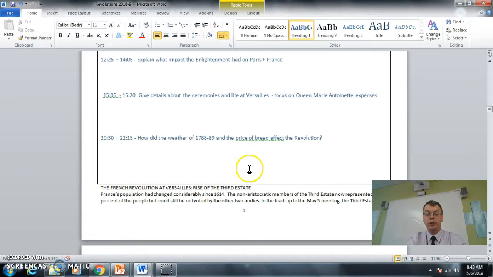All right, so in your groups, go ahead and compare and share the last question. How did the weather of 1788 and 89 affect the price of bread and the Revolution?